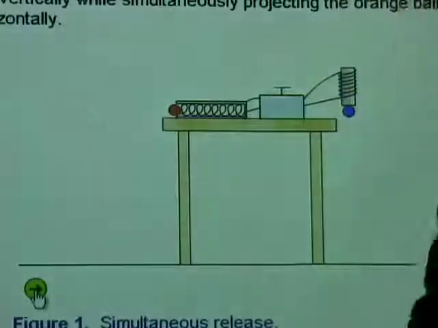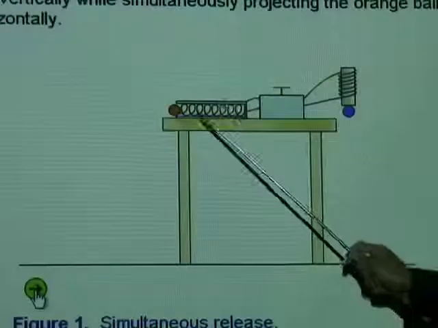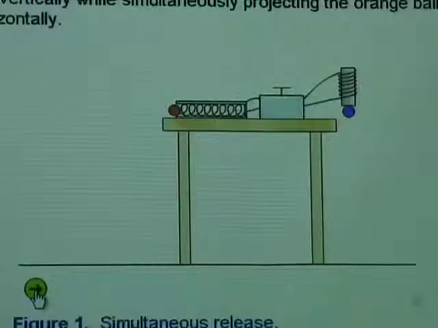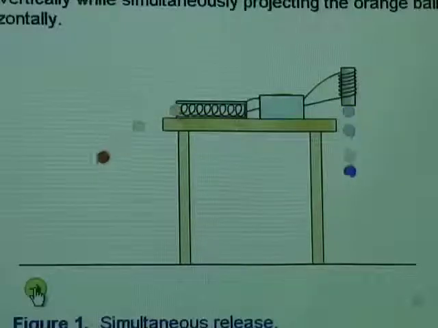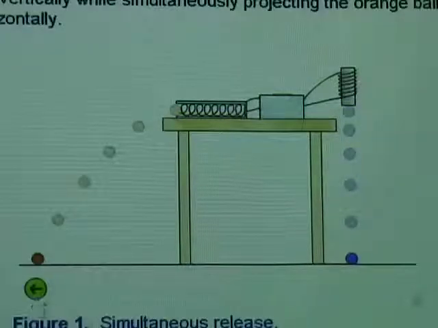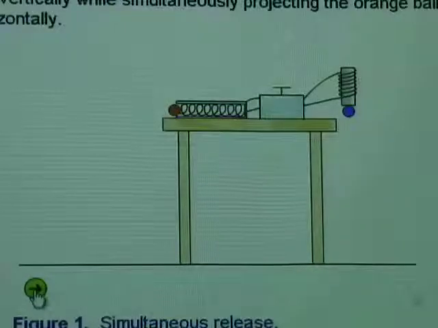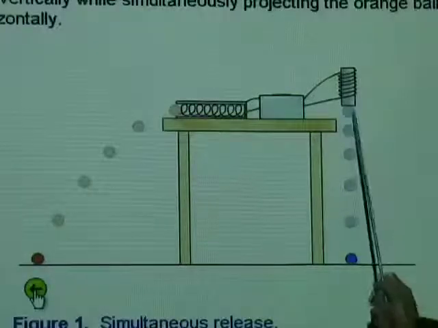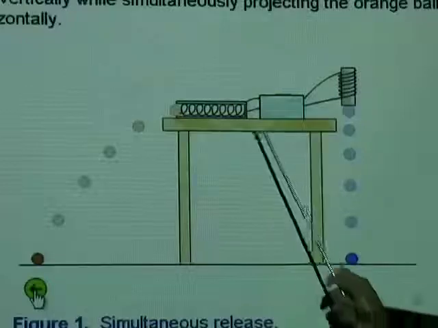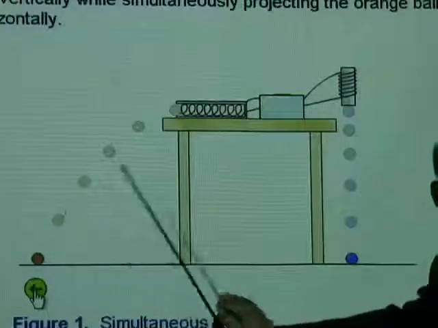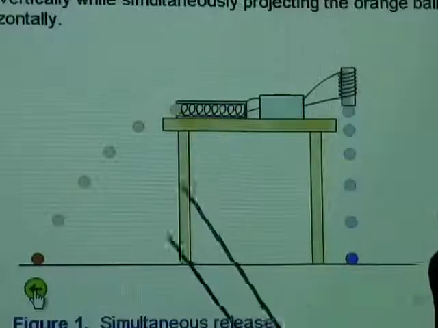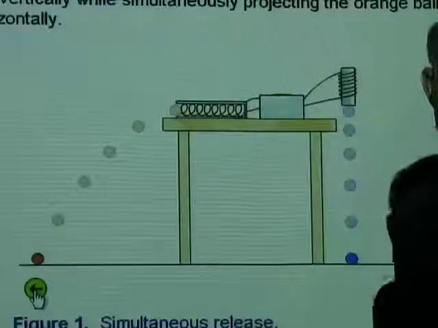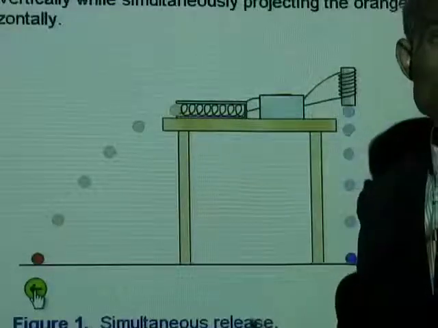Let's look at it one more time. I'm going to drop the blue ball and project the red ball horizontally at the same time and see how they fall to the ground. You can see they both fall at the same time. Watch it one more time. So what you notice is that the vertical motion of the freely falling ball and the vertical motion of the projected ball are exactly the same, and that is the meaning that the vertical and horizontal motions of a projected ball are independent of each other.